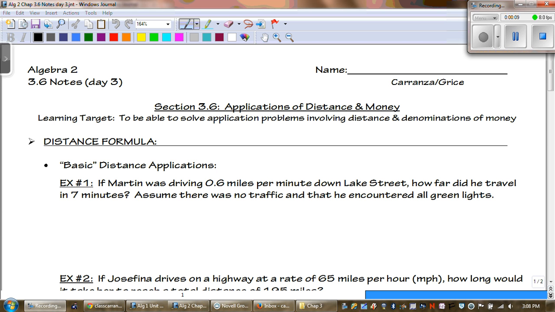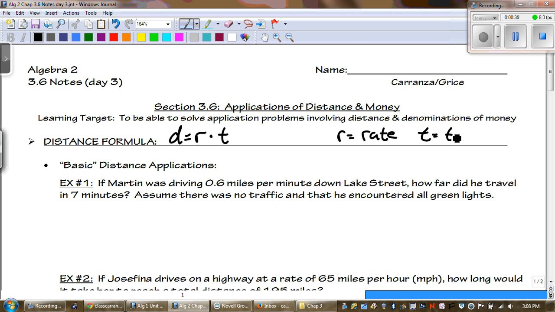Today we're talking about applications of distance and money. Our learning target today is to be able to solve application problems involving distance and denominations of money. So let's begin. The distance formula, in case you didn't already know it, is that the distance equals the rate times time. And if you forget, R equals your rate and T equals time.